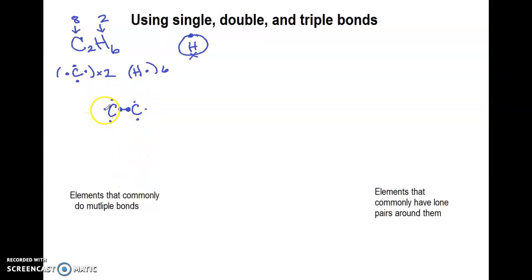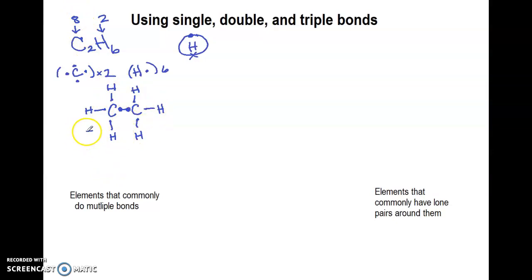So rather than dots, let's draw a single bond to a hydrogen in each of those locations. Each of my carbons has shared one of its valence electrons with another element, and that element is sharing an electron back. So now these lines are 2 electrons. Let's see if each carbon has a full valence shell. So here's our carbon: 2, 4, 6, 8. So that carbon has a full valence shell. And then this carbon: 2, 4, 6, 8.